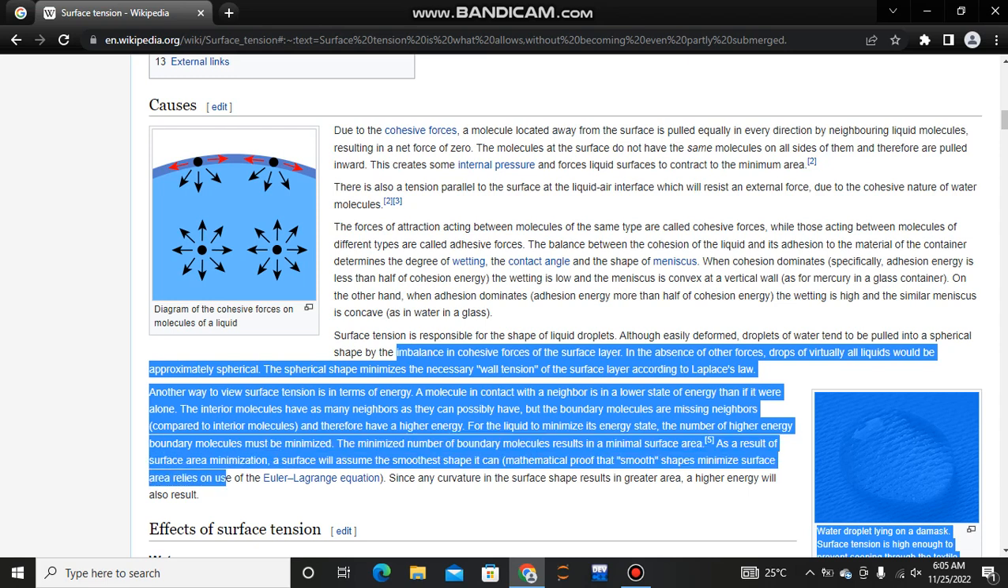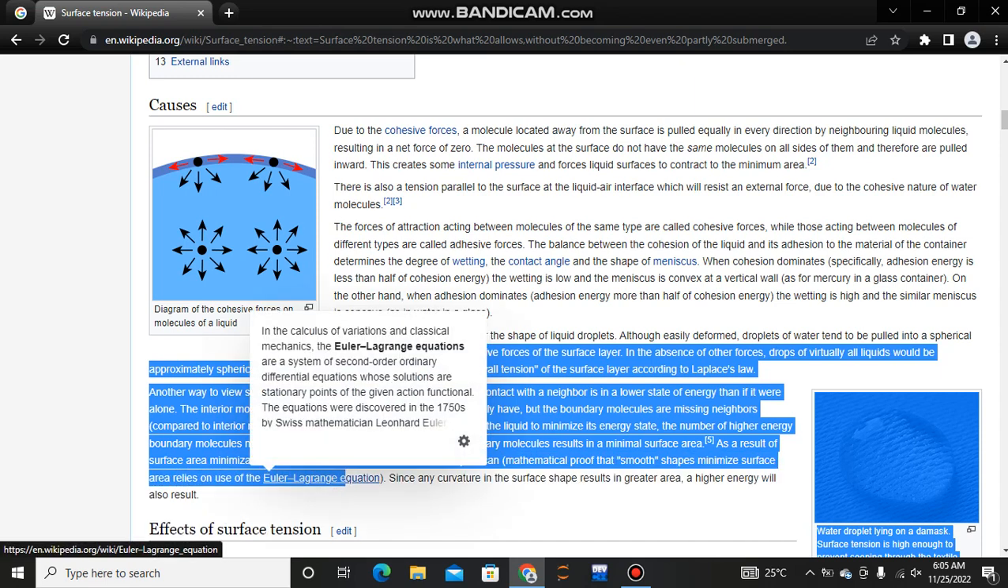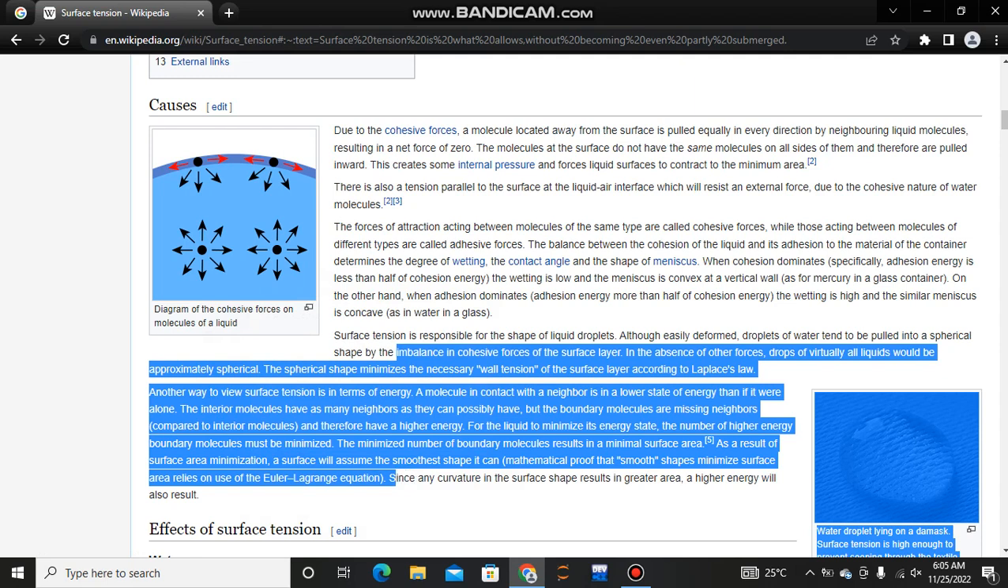As a result of the surface area minimization, a surface will assume the smoothest shape. The mathematical proof that smooth shapes minimize surface area relies on the use of the Euler-Lagrange equation. Since any curvature in the surface shape results in greater area, a higher energy will also result.